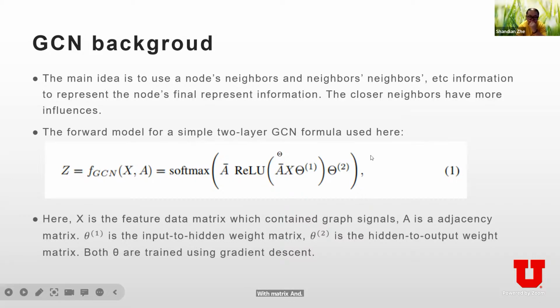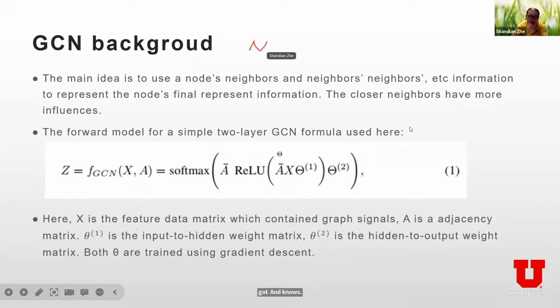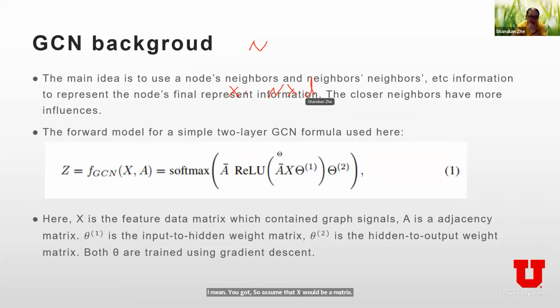Does X contain a feature vector for every node? Yeah. Suppose you've got n nodes in your graph. So assume that X would be a matrix of size n by d, where d is the number of features. Yeah, that should be it.